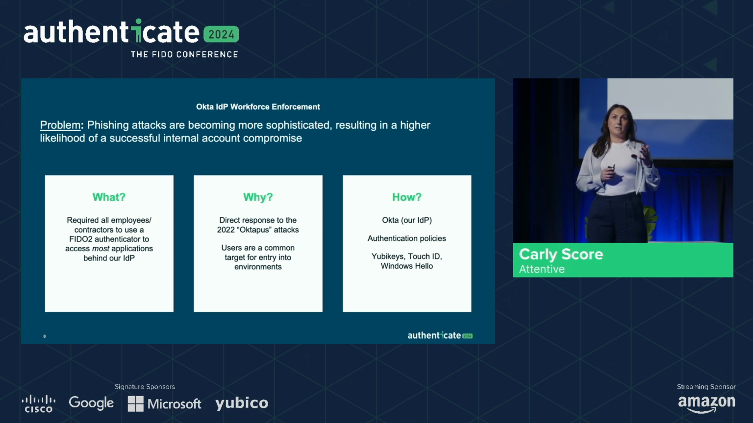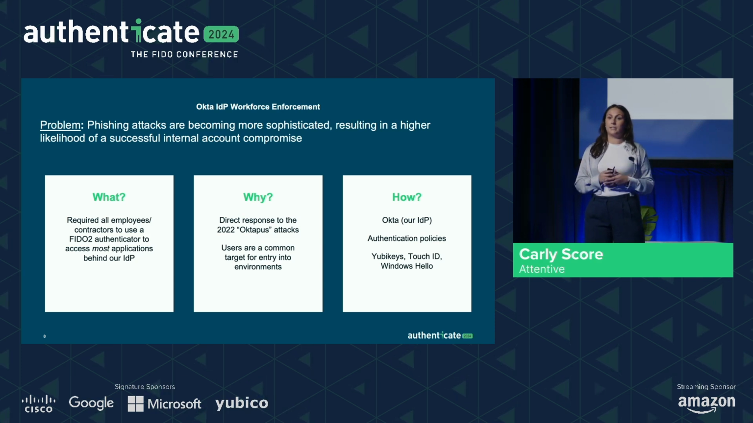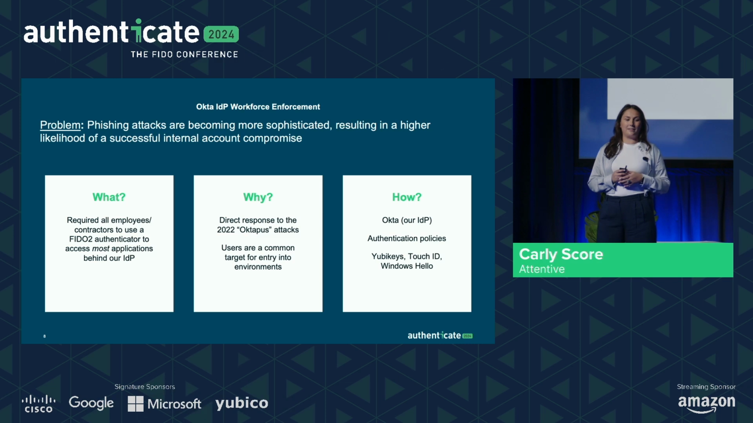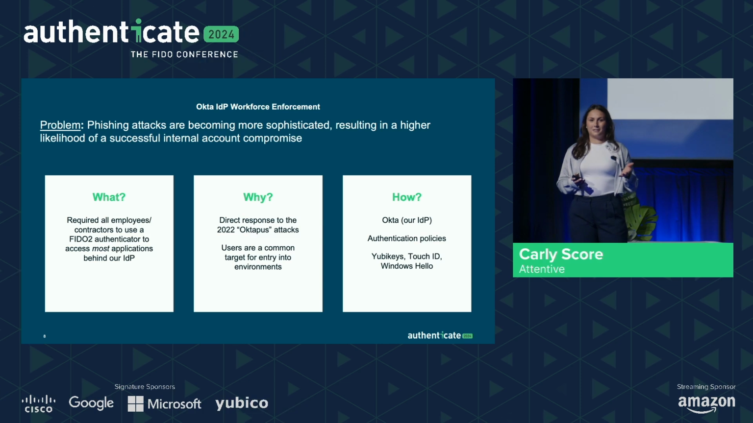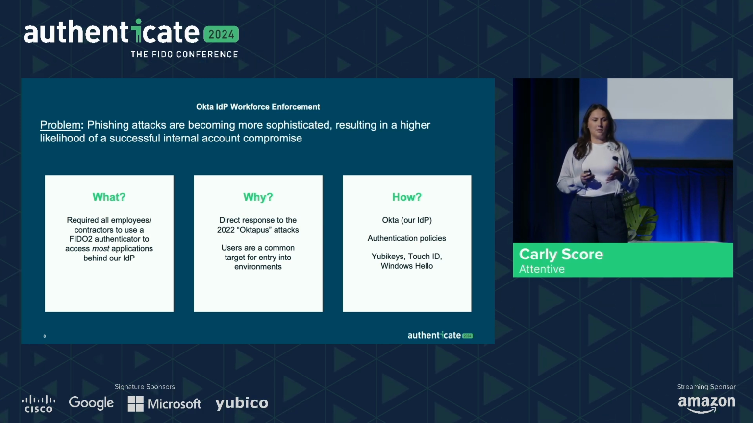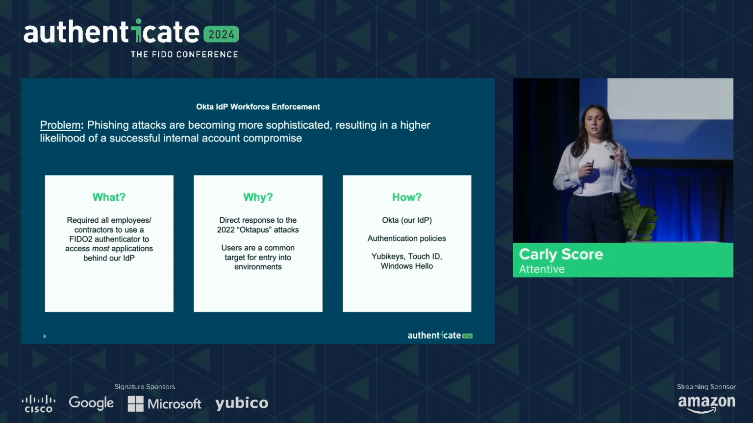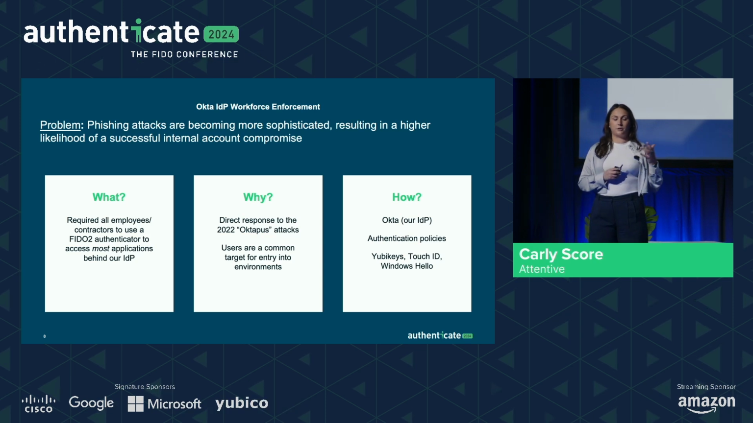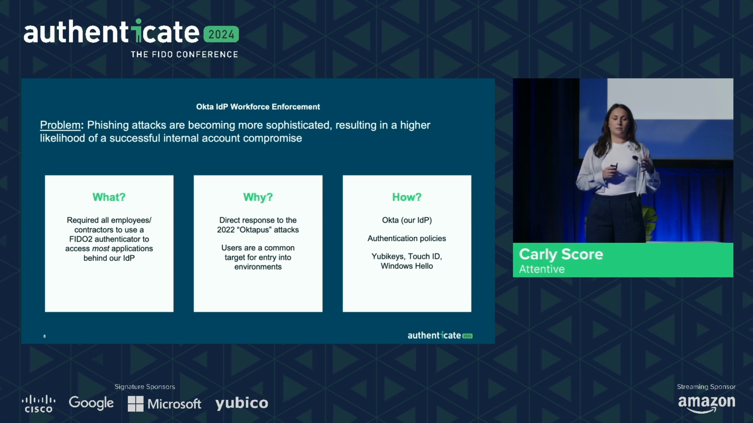Now, a lot of companies were interested in this, and FIDO gained a lot of traction after these types of attacks, and a lot of companies started to take action. Something that really stood out to us is that the companies that were targeted by this Octopus attack were actually key competitors of Attentive, and that is what begins our FIDO2 journey at Attentive. We needed to reduce the likelihood of one of our employees and their accounts being compromised. To do this, we leveraged Okta and the authentication policies that Okta provides to require a FIDO2 authentication into most of our critical applications, whether that be using a biometric authenticator like Touch ID or a YubiKey.